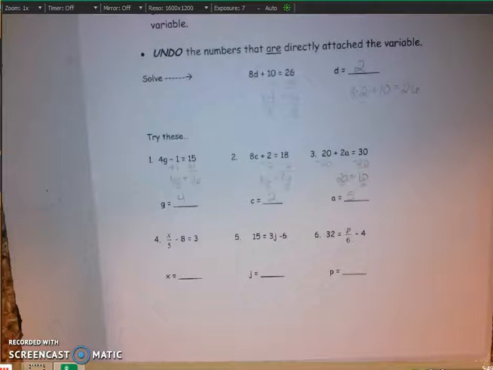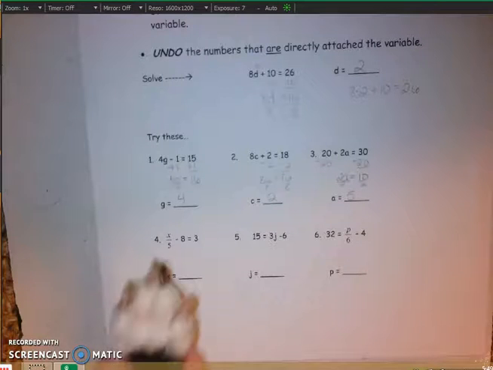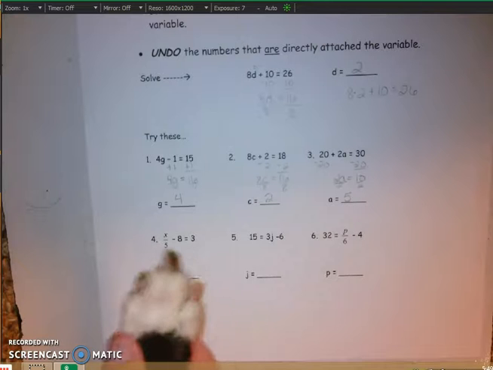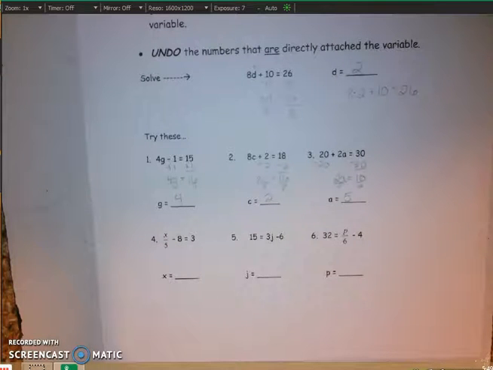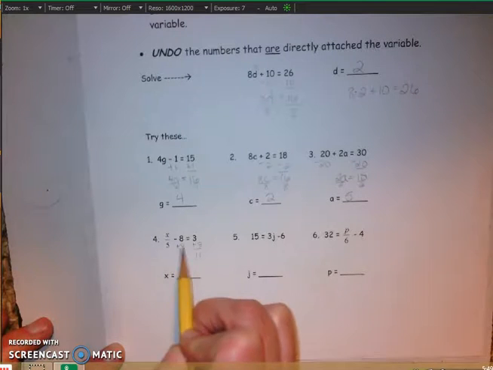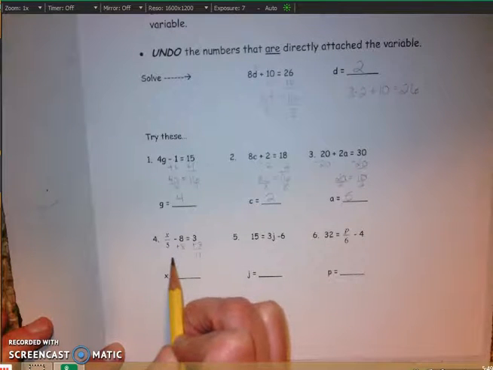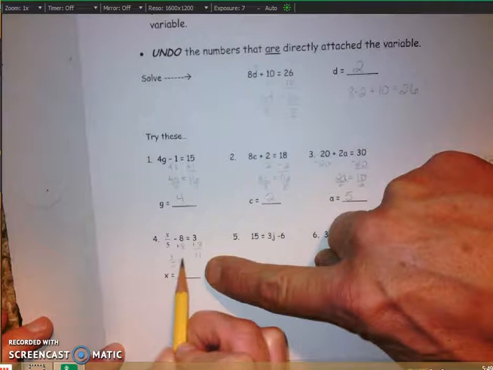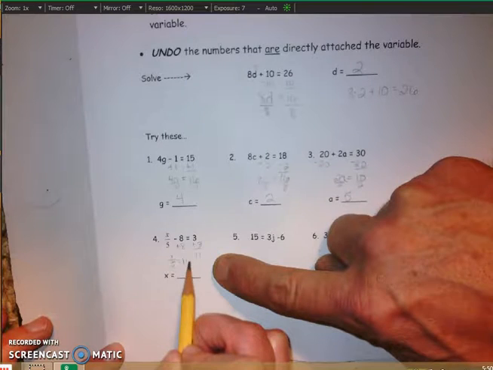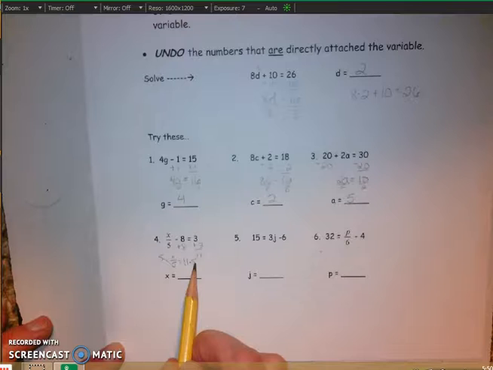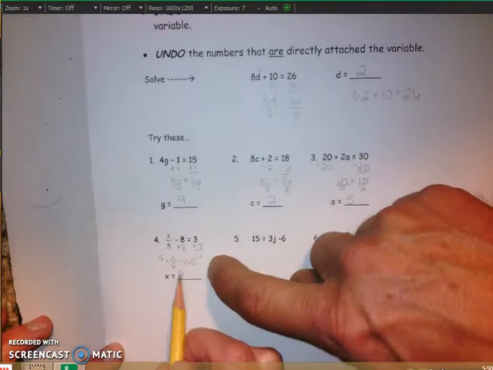Alright, Lola's going to help us with number 4. Number 4, when you read that, that says x divided by 5 minus 8 equals 3. So after you get rid of the 8 by adding 8, so 3 plus 8, thank you Lola, is 11. The negative 8 and the plus 8 disappear. So now we still have x divided by 5 equals 11. Since this is divided by, we need to multiply by 5. 11 times 5, Kurt, is? 55. Oh, thank you. There's our answer.